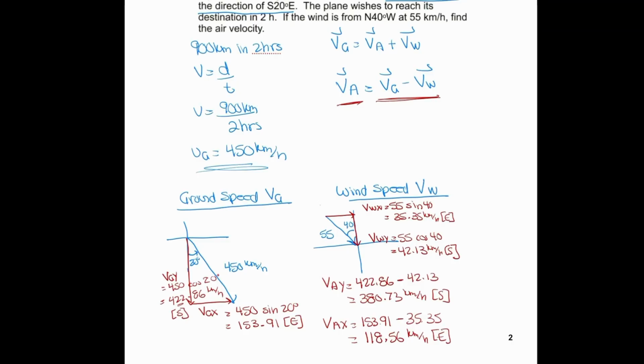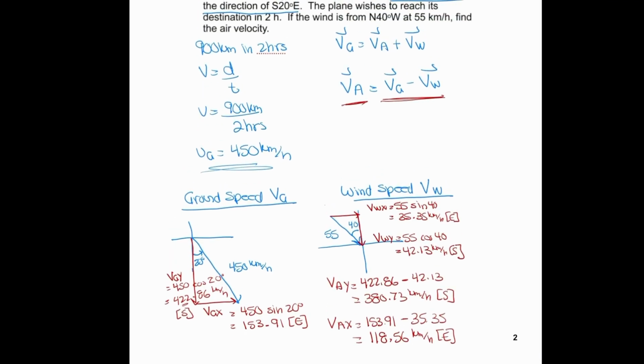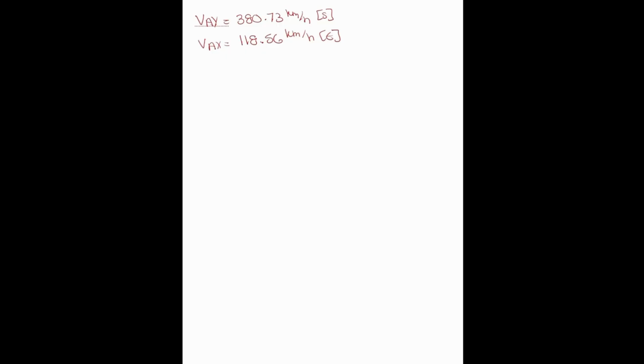So now we're going to put those two vectors back together and find our resultant vector. I'm just going to give us a new page here, and we're going to do it on a second page. Okay, so we're going to put these two together. I have 380.73 kilometers per hour in the south direction, and then we have a component acting 118.56 kilometers per hour in the easterly direction.